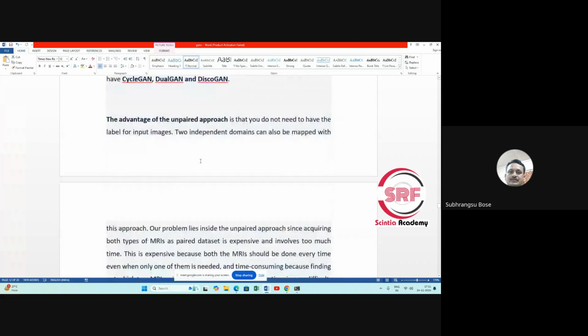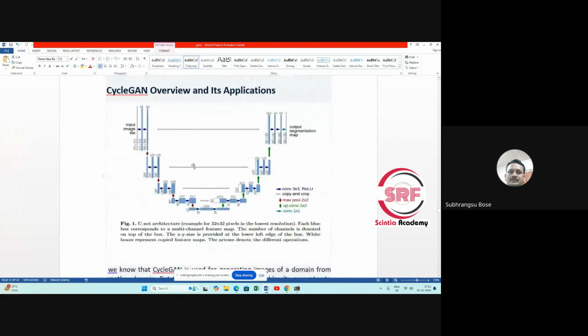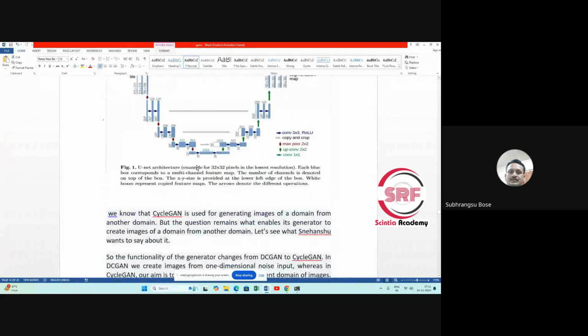In case of CycleGAN, or the unpaired data system, our main focus is to generate an image of a domain from another domain. But the question is, what enables the generator to create an image of a domain from another domain? Let's see that.